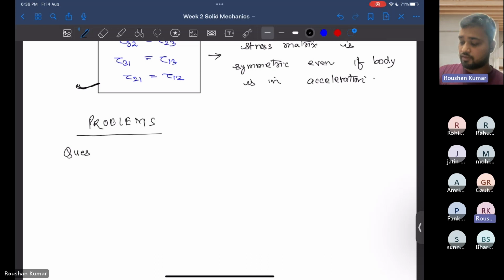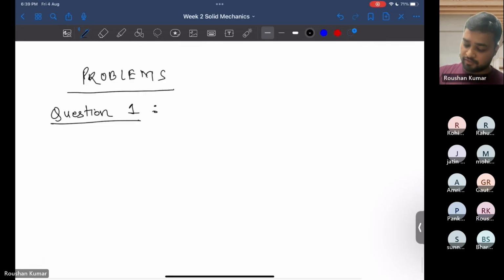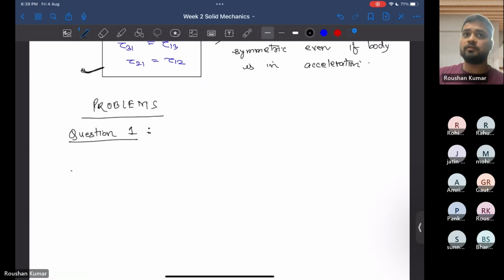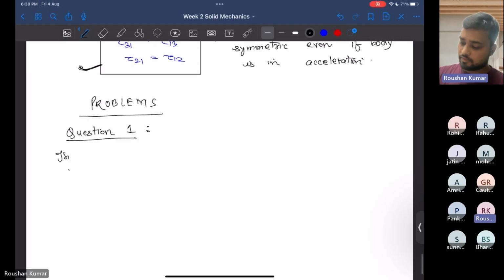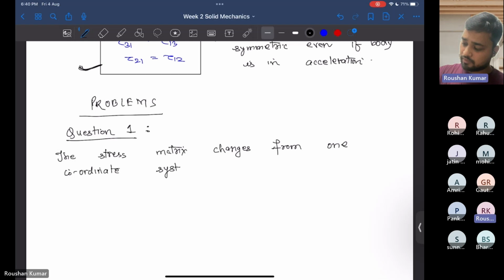I will solve the first question now, question number 1, which is based on lecture number 4 of week 2. This question says, the stress matrix changes from one coordinate system to another, but the stress tensor itself remains the same.